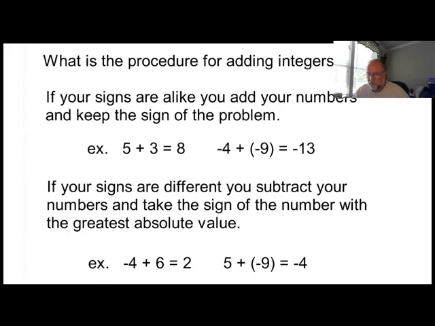So what's the procedure for adding integers? Well, as we talked on Friday, it says if our signs are alike, in other words, I've got a positive number and a positive number, or I've got a negative number and a negative number, you're going to add your numbers together and keep the sign of the problem. So if I've got positives and positives, then we're going to add together and make more positives. If I've got negatives and negatives, I'm going to add together to make more negatives.